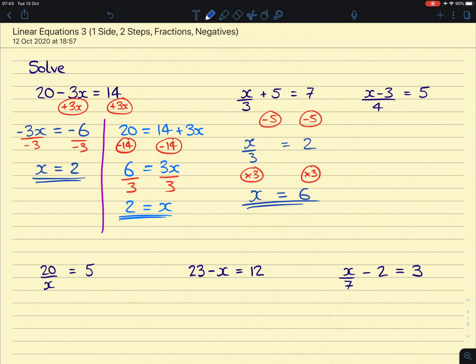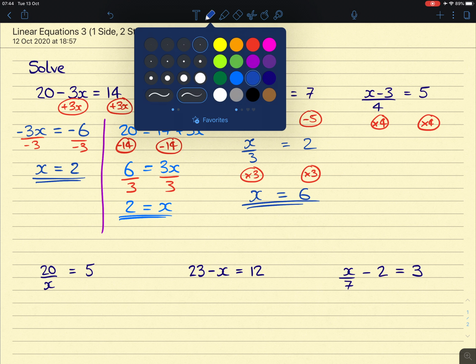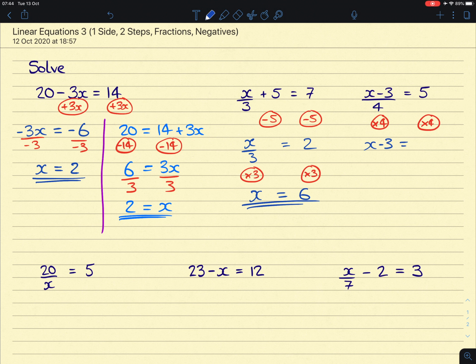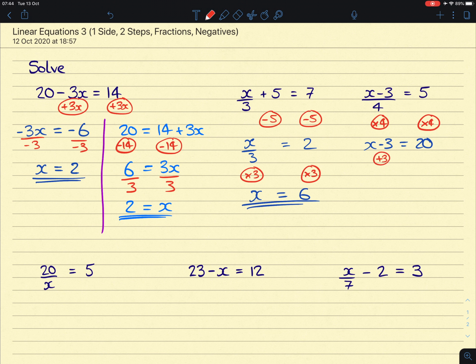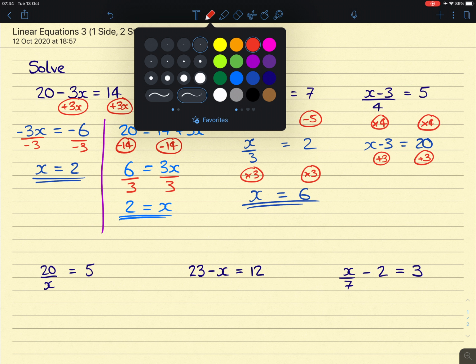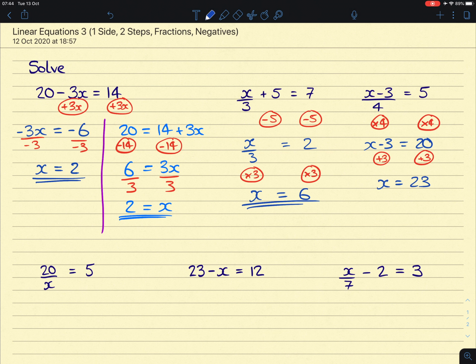And the next one, the order is a little bit different here. We have a takeaway 3 that is right beside the x, and then all of it is being divided by 4. So technically, when you have this on the top of a fraction, there's like an invisible pair of brackets there that don't need to be written in. So you have the takeaway 3 happening first, then the division by 4. So we've got to multiply by 4 first to get rid of that fraction, basically. You'll be left with x minus 3 on the left, because all you were doing was getting rid of the over 4. And then on the right-hand side, you will end up with 20. And then from here, we've got to add 3 to get rid of the minus 3. And that will give us a solution of x equals 23.